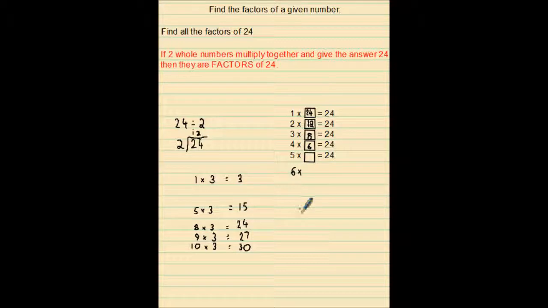So I stop, and now I've completed the table. Every number that you can see on the left of the equal sign is a factor of 24. So write these numbers: 1, 2, 3, 4, 6, 8, 12, 24. And we're done.